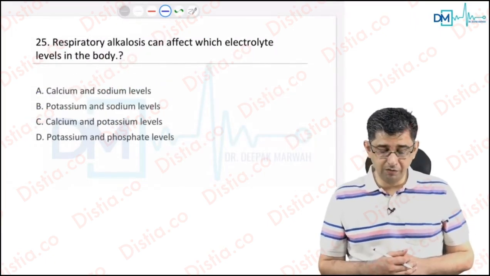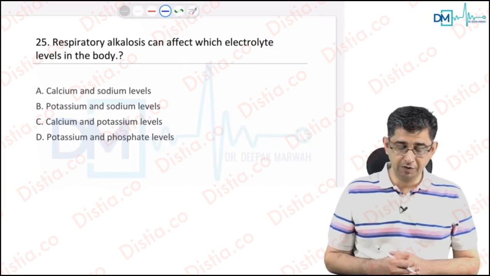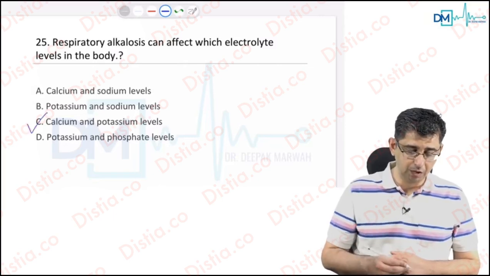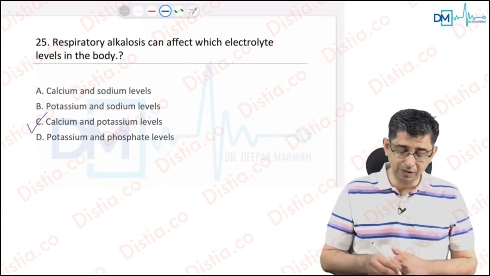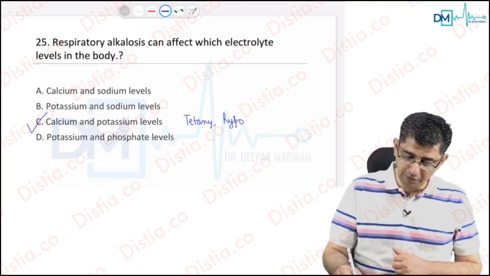Respiratory alkalosis can affect which electrolyte levels in the body? As I just explained to you, it will affect the values of calcium and potassium, and what will happen to both of them? Both will become lesser. Tetany and hypokalemia can be associated with carbon dioxide depletion from the body.